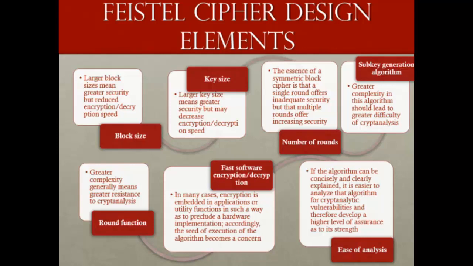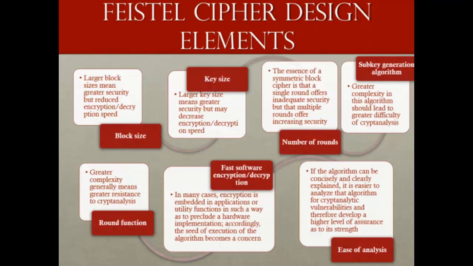Block size. Larger block sizes mean greater security, all other things being equal, but reduced encryption-decryption speed. A block size of 128 bits is a reasonable trade-off and is nearly universal among recent block cipher designs. Key size. Larger key size means greater security, but may decrease encryption-decryption speed. The most common key length in modern algorithms is 128 bits.